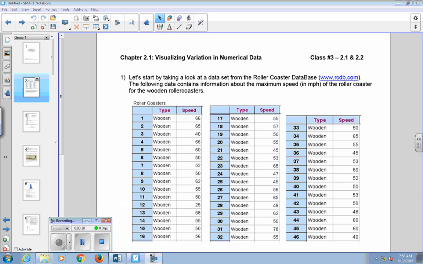Okay, this video starts with Chapter 2.1, Visualizing Variation in Numerical Data. All right, number 1, let's start by taking a look at a data set from the roller coaster database. The following data contains information about the maximum speed in miles per hour of the roller coaster for the wooden roller coasters. So we can see that there are 46 roller coasters in this data set. Type is listed as wooden for each one, and then the speed is also given for each of these roller coasters.